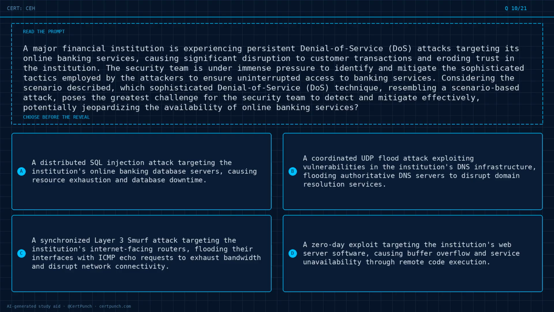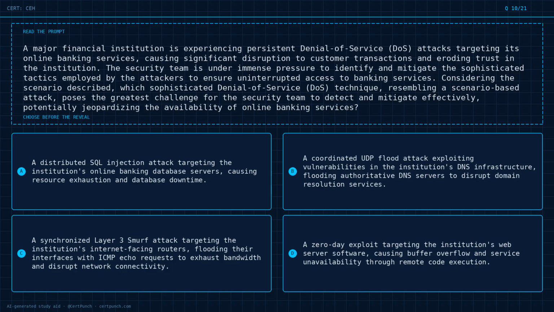Question 10 of 21. A major financial institution is experiencing persistent denial-of-service attacks targeting its online banking services, causing significant disruption to customer transactions and eroding trust in the institution. The security team is under immense pressure to identify and mitigate the sophisticated tactics employed by the attackers to ensure uninterrupted access to banking services. Considering the scenario described, which sophisticated denial-of-service attack, resembling a scenario-based attack, poses the greatest challenge for the security team to detect and mitigate effectively, potentially jeopardizing the availability of online banking services?